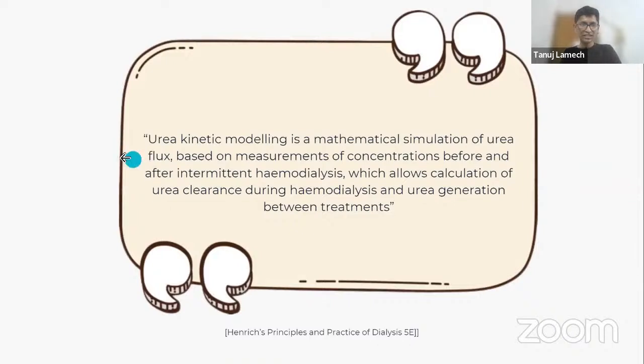So again, we're at the end of this now. So urea kinetic modeling, again, we're looking at this definition now. It hopefully should start making a little bit more sense. So this is simply a mathematical simulation of urea flux, which is based on measurements of concentrations before and after intermittent hemodialysis. And it allows the calculation of urea clearance during HD and the urea generation, which is between treatments.